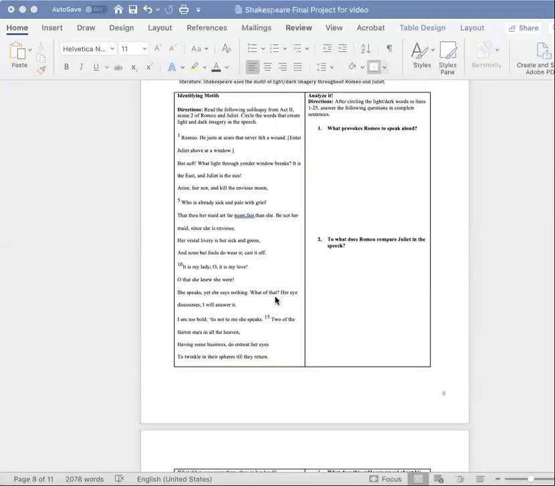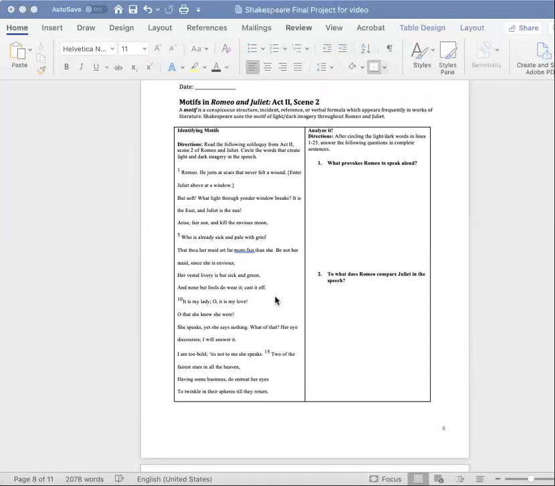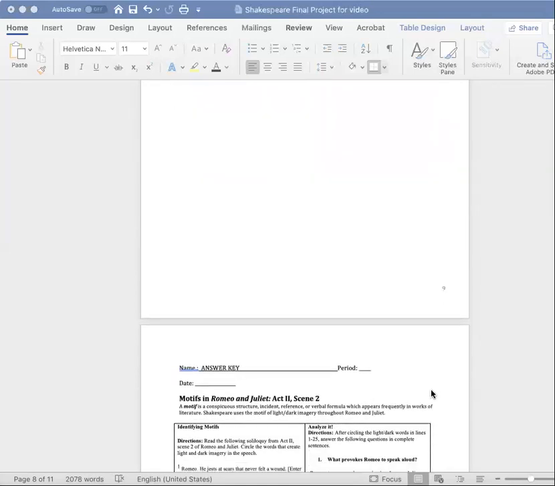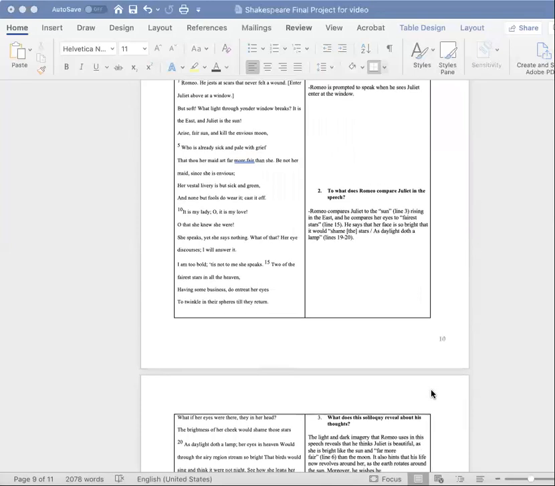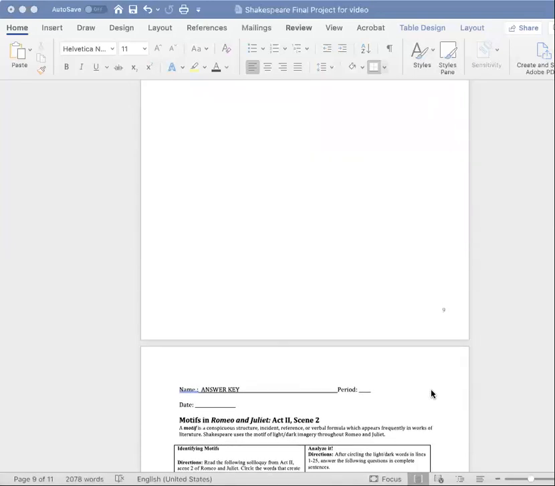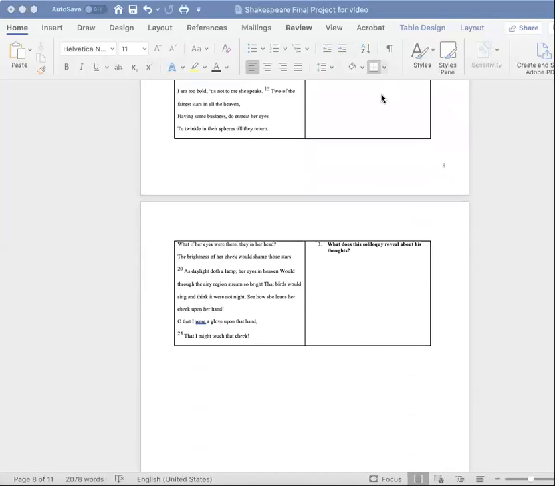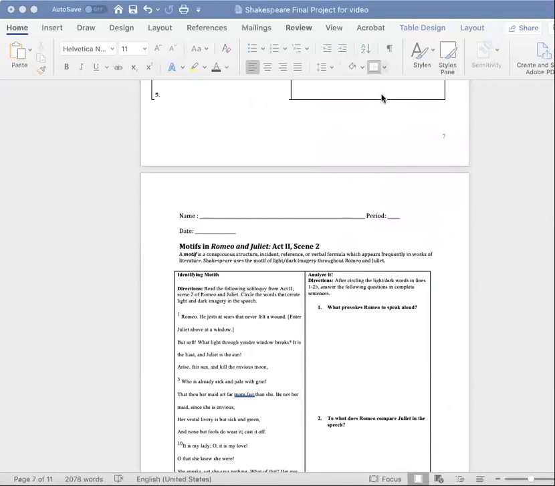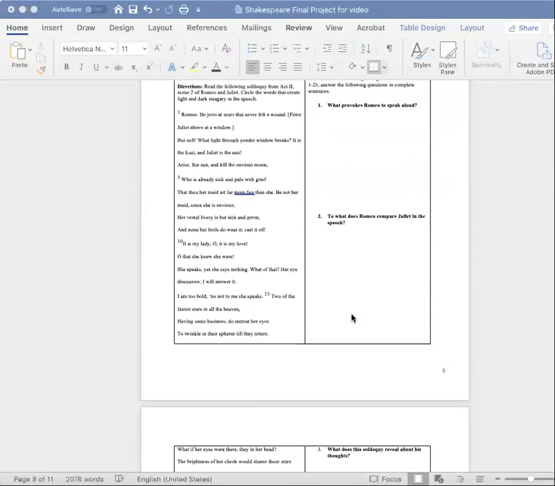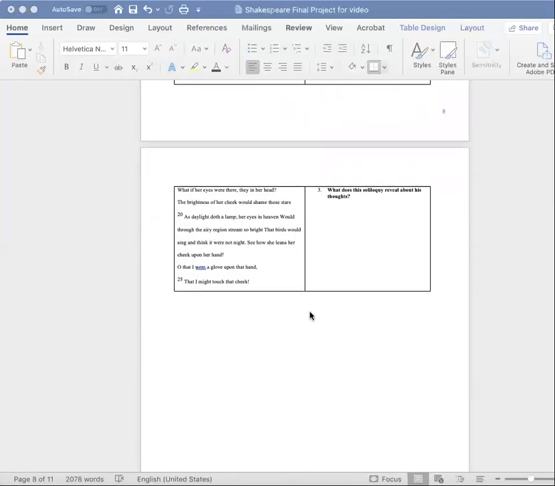right here for students to read through and circle light and dark imagery within the passage and then answer these questions. I've also included an answer key so that you have an idea of how to structure it. And this document is completely editable so that you can adapt it for your classroom as well. And you could have students do this as homework or as a check for understanding or as their exit ticket for the day. Totally up to you.